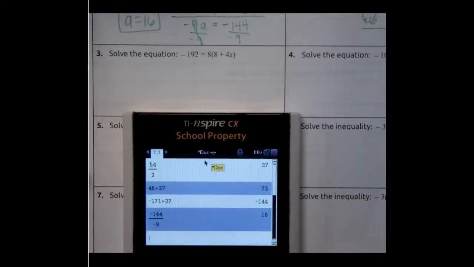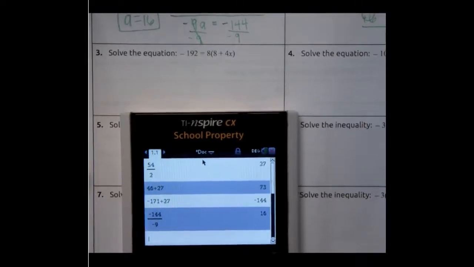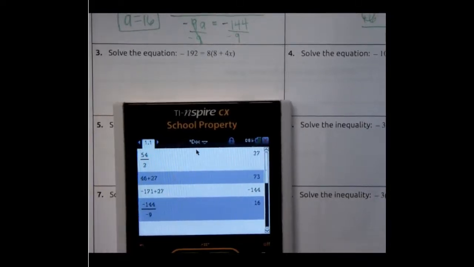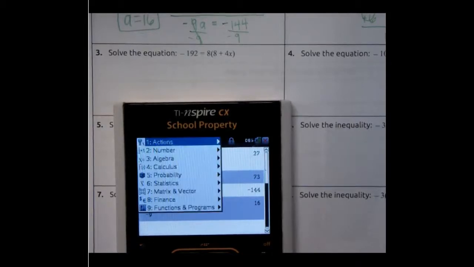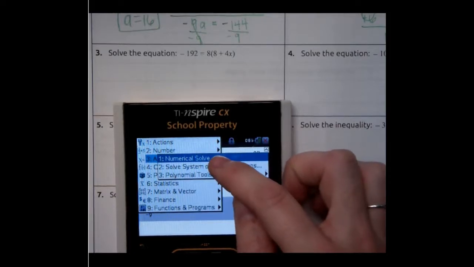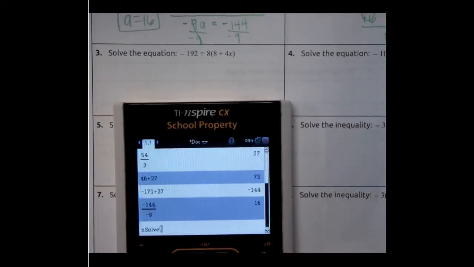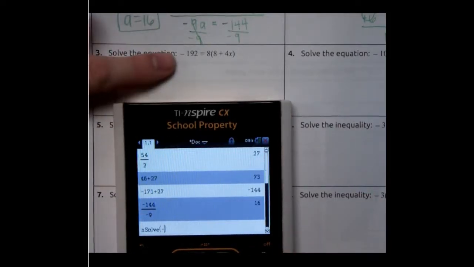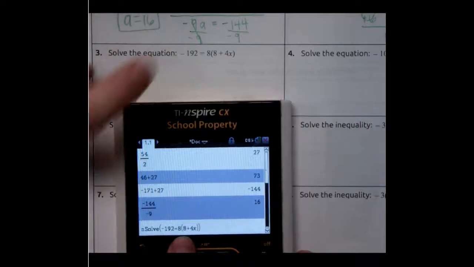So for number 3, instead of solving by hand, if you're not sure what to do, you can go to your calculator. You want to be on a calculator page. So if you need to start over, go home, new doc, don't save. You're going to hit the menu button, go down to algebra, and the very first one is what we call INSOLVE or numerical solve. I'm going to type this one in exactly as I see it. So -192 equals 8 times 8 plus 4x. Notice how I typed in the parentheses exactly as they were on my paper.